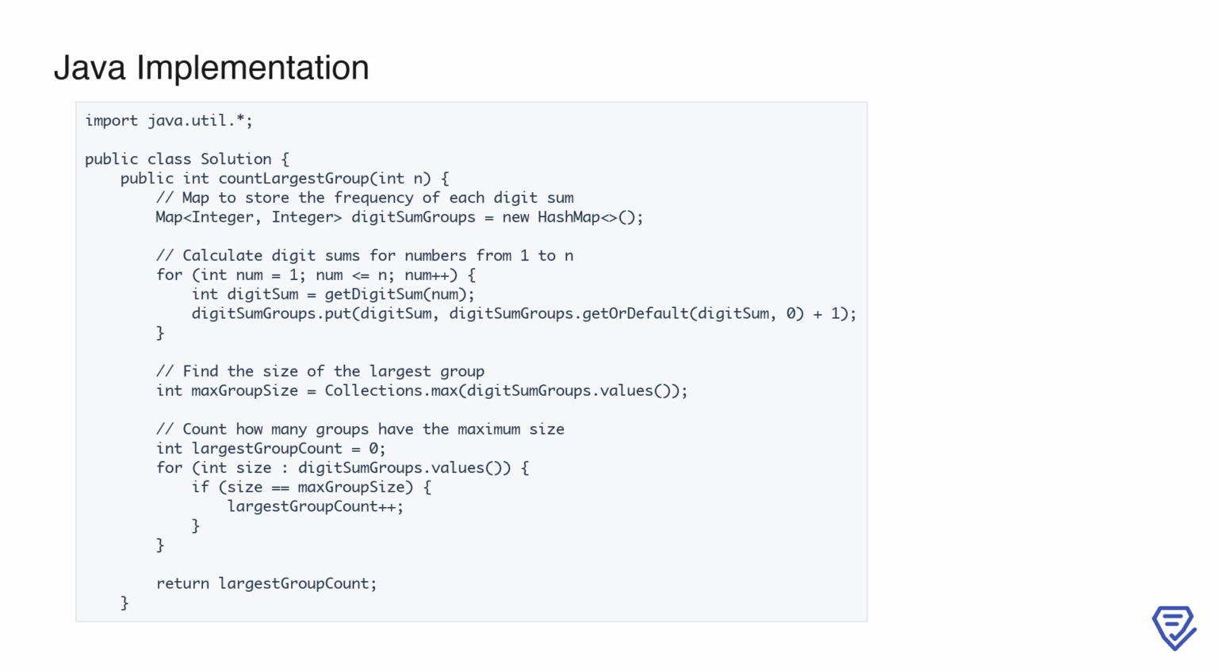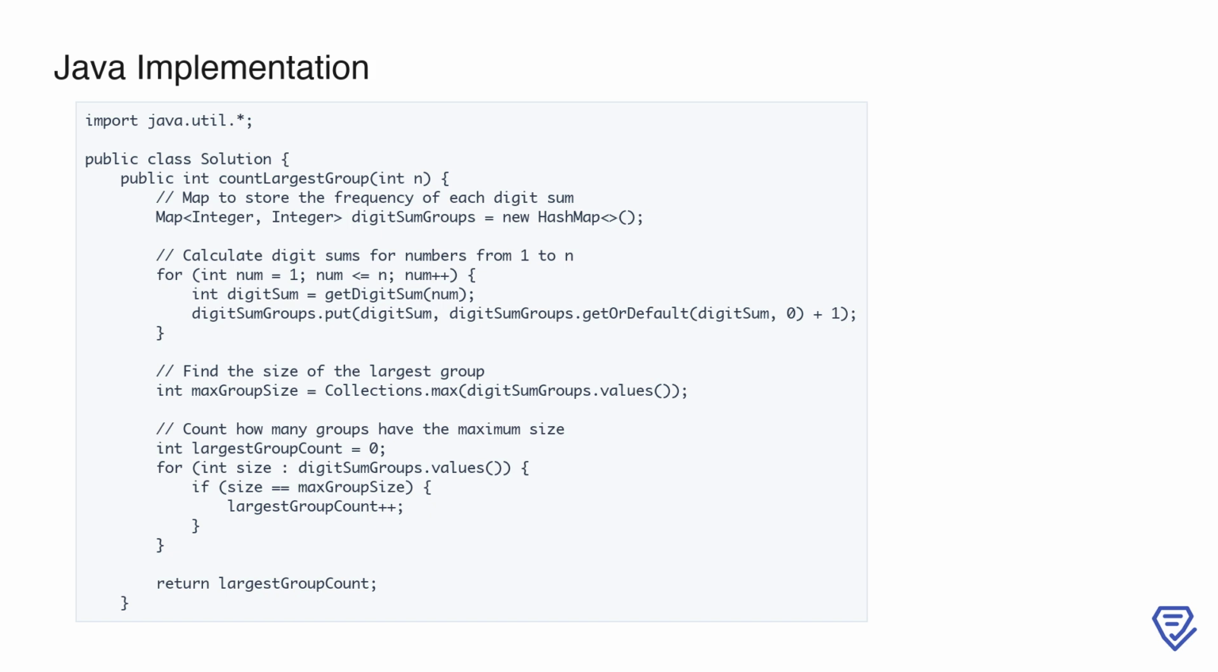Here, we start by importing the necessary Java utilities and defining our solution class. The main method, countLargestGroup, takes an integer n as input and calculates the number of groups with the largest size. To achieve this, we use a hash map called digitSumGroups, where the key represents the sum of the digits of a number, and the value represents how many numbers share that same digit sum.